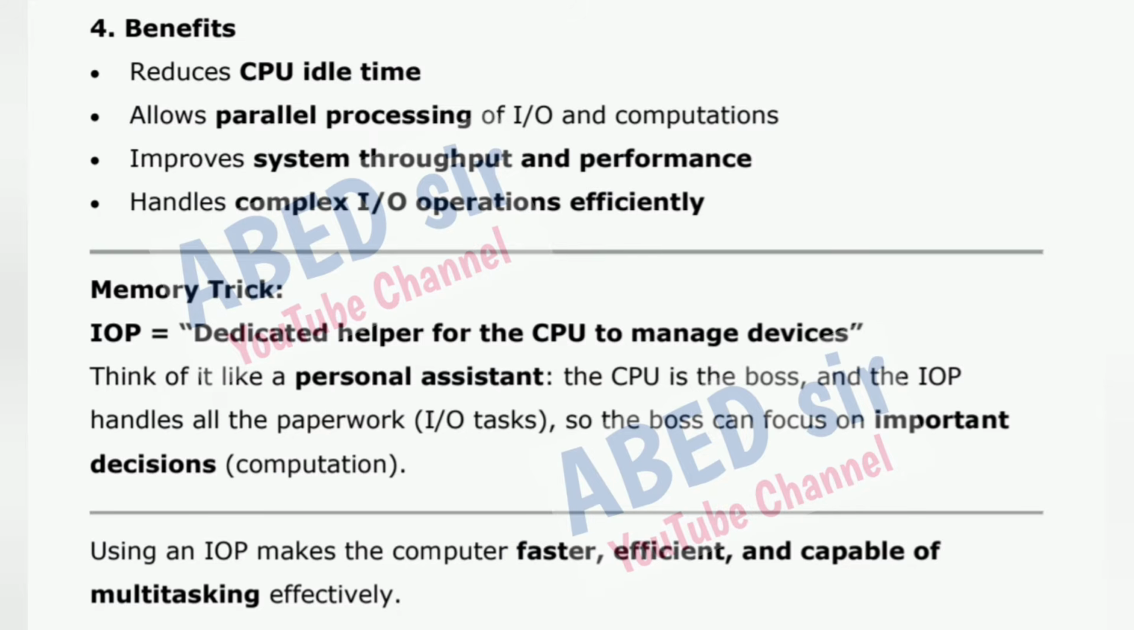Memory trick: IOP is equal to dedicated helper for the CPU to manage devices. Think of it like a personal assistant. The CPU is the boss, and the IOP handles all the paperwork, I/O tasks, so the boss can focus on important decisions, computation. Using an IOP makes the computer faster, efficient, and capable of multitasking effectively.